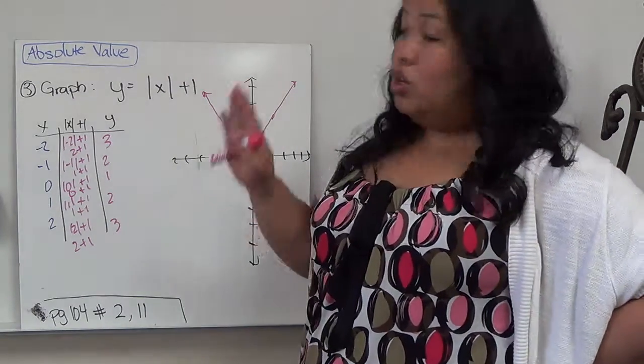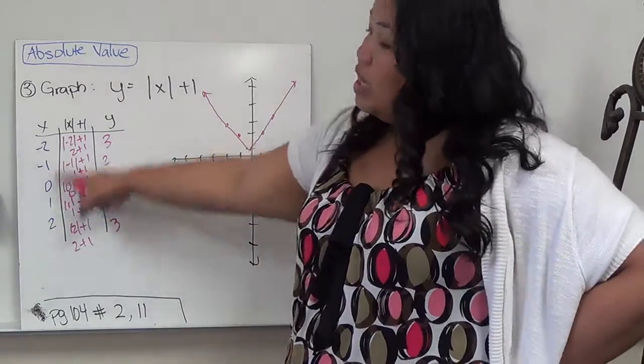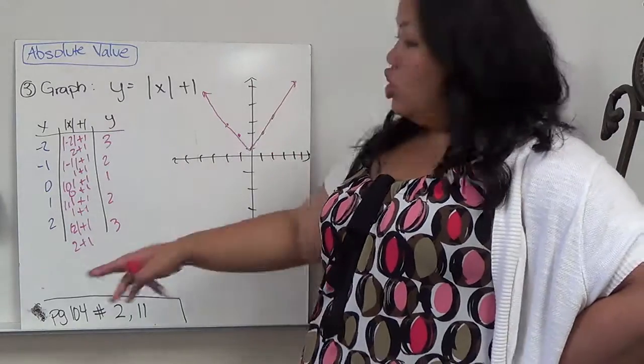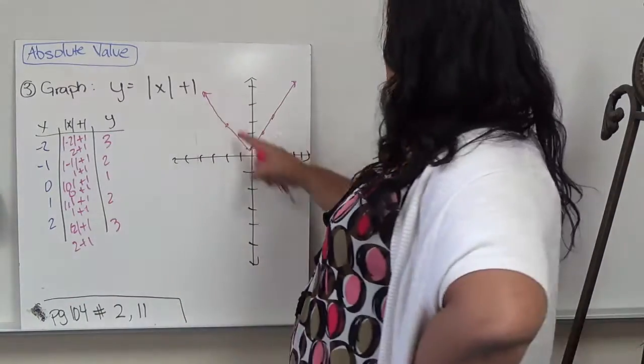So for these ones, you need to make sure to create a chart. Start with these sample ones, and then if you need more in order to make that V for the absolute value, just add more. It doesn't have to be in order as long as you get the graph right.